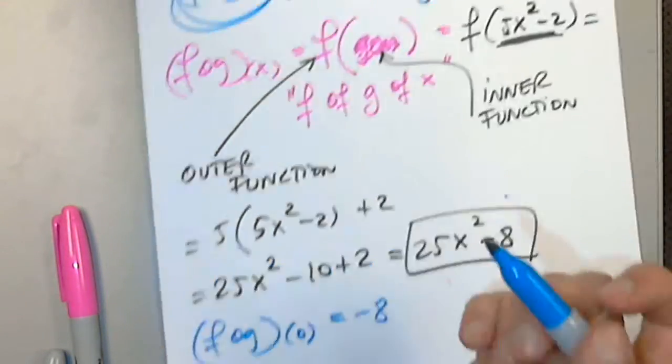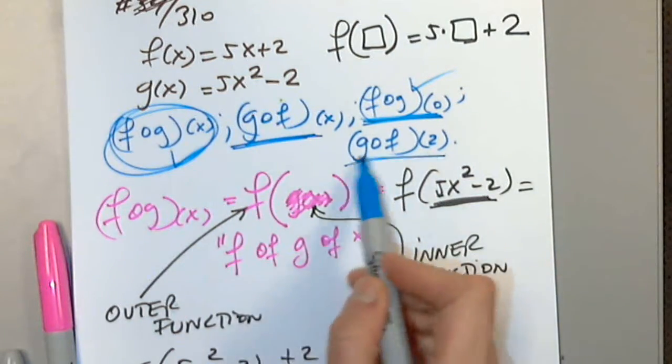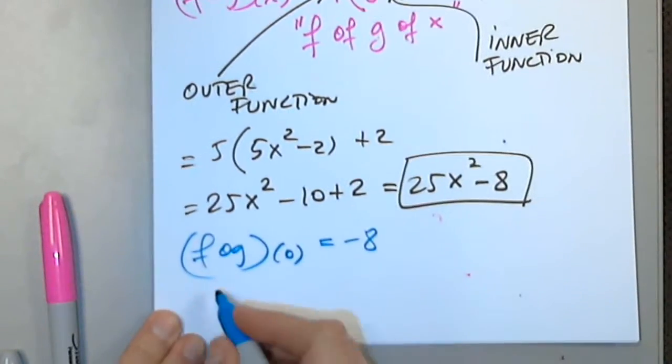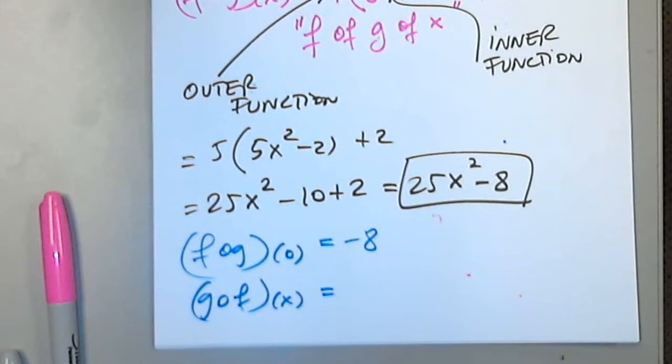Okay, perfect. Now these are both done. Now I want to find this, and then I'll find this. So g comp f of x. I must write the definition first. What is it?